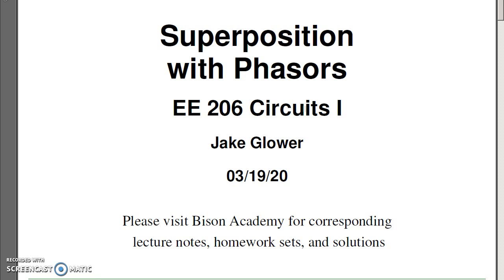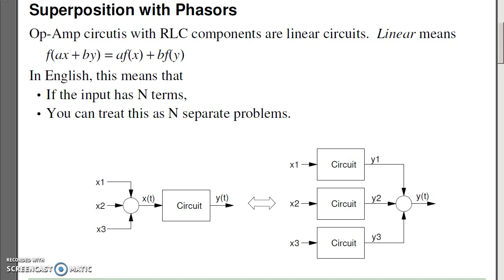Now that we have sine waves coming in, this is where superposition really shines. What superposition says is that if I have a linear system, I can split it up as two separate problems. In English, what that means is that if I have an input, which is made up of three separate terms, what I can do is pretend I actually have three separate circuits, each with a separate input. Each of these three I'll analyze separately. The total output will be the sum of those three outputs.